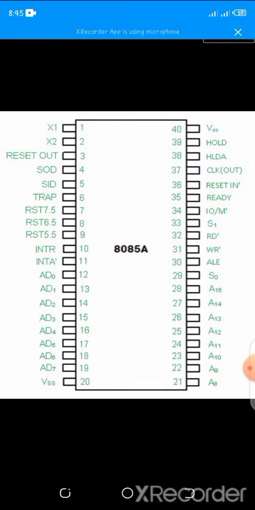So on the left side there are 20 pins, that is from 1 to 20, from top to bottom, and on the right side, that is bottom to top, 21 to 40. It is an 8-bit microprocessor, that is, the ALU can perform only 8-bit operations at a time, so it is called an 8-bit microprocessor.